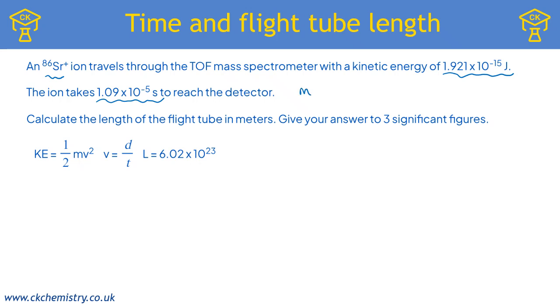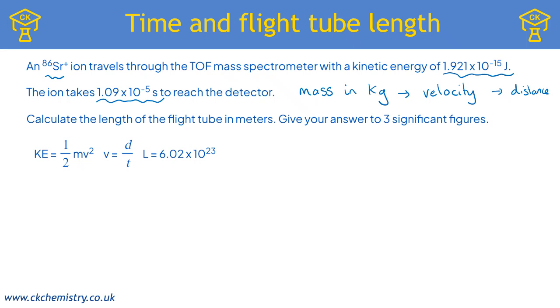We need to get mass in kilograms. So from the 86, we need to get the actual mass of the single ion. We then need to find the velocity using K equals half mv squared, and then we need to find the distance, which is our length of flight tube.